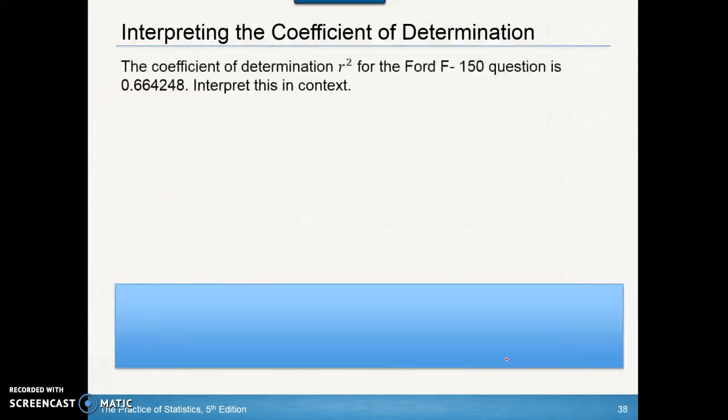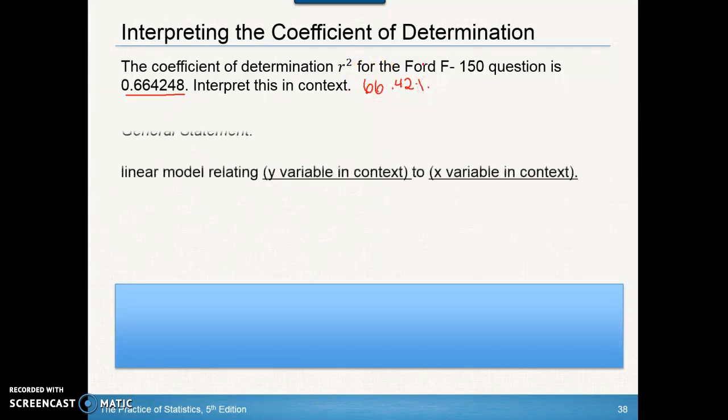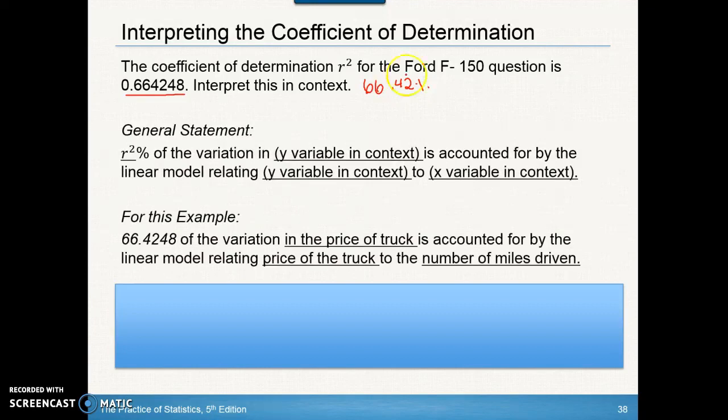So let's just take a look at how we can interpret the coefficient of determination for the F-150 question. The coefficient of determination, or R-squared, for the Ford F-150 question is 0.664248. Interpret this in context. Now, I would always change this to a percentage, so this is going to be about 66.42%. So that's going to tell us that 66% of the variation in the price of the truck, so notice that that's going to be my response variable, is accounted for.